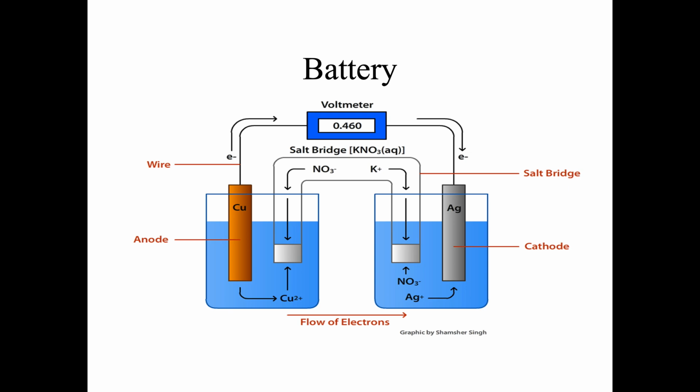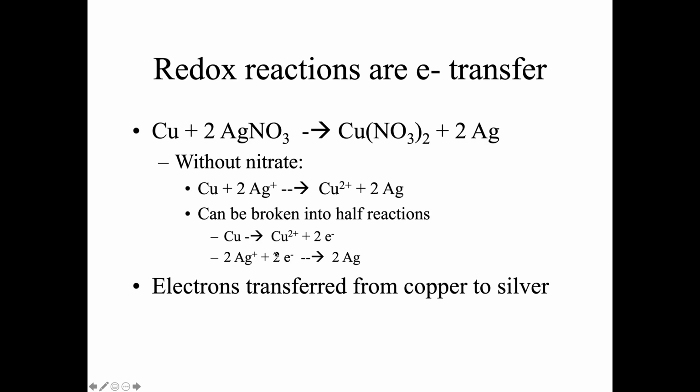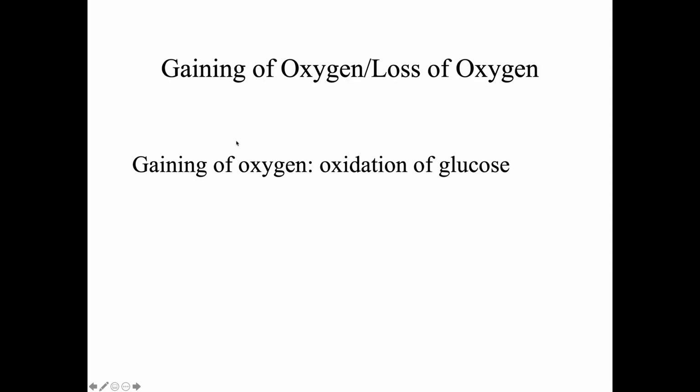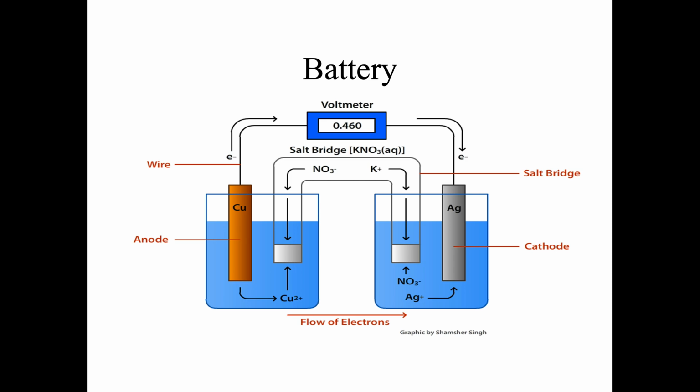So if you look at that same reaction we had before, backing up a couple slides here, the copper plus the silver nitrate. So here's the copper, and this is silver nitrate here. Okay. This is copper. This would be copper sulfate or copper nitrate. This would be silver nitrate. And here's the silver.